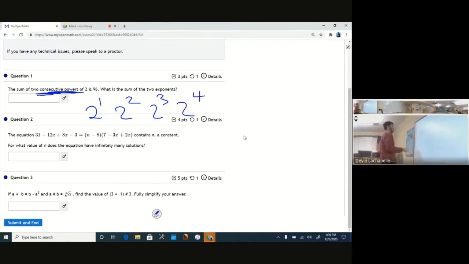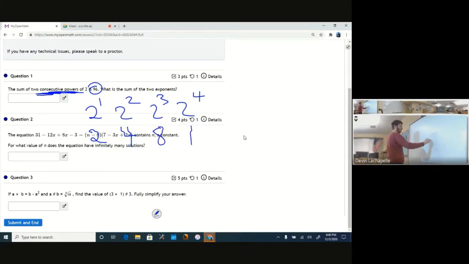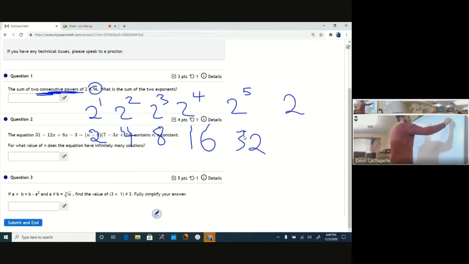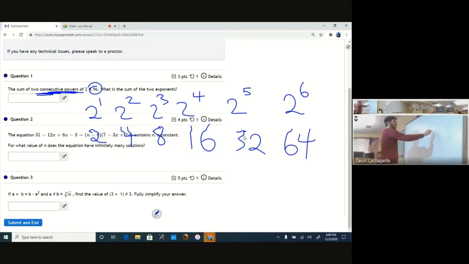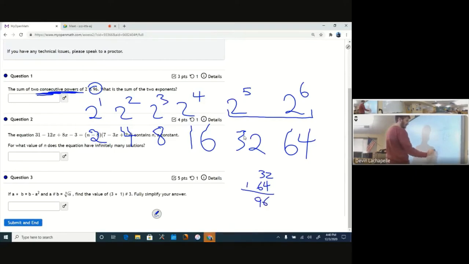And what we want to do is find two in a row that add up to 96. So two to the first is two, two to the second is four, two to the third is eight, two to the fourth is 16. Okay, we're still not quite big enough yet. Two to the fifth is 32. Two to the sixth is 64. Okay, so look at this. We've got two to the fifth and two to the sixth. Those are consecutive powers of two, right? 32 and 64 add up to 96.